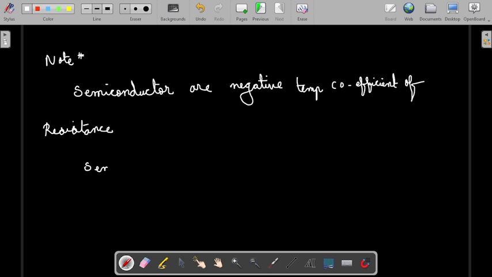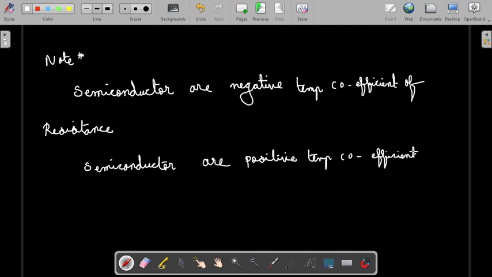Then another statement: semiconductors have a positive temperature coefficient of dash. Please fill in this gap in the comment section. Positive temperature coefficient of dash. I will leave this to you, so just fill this in and reply.